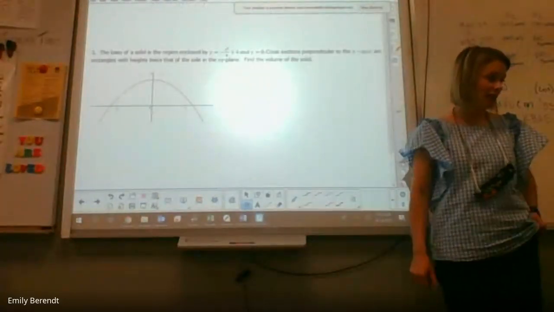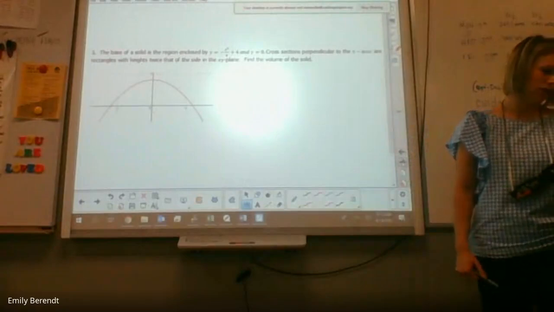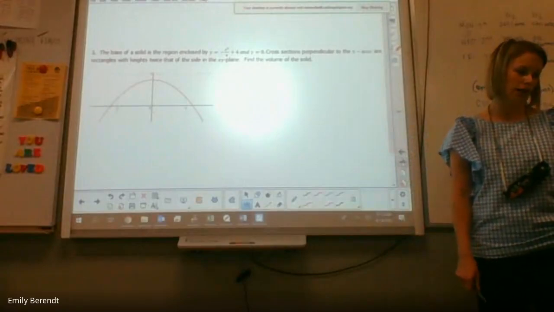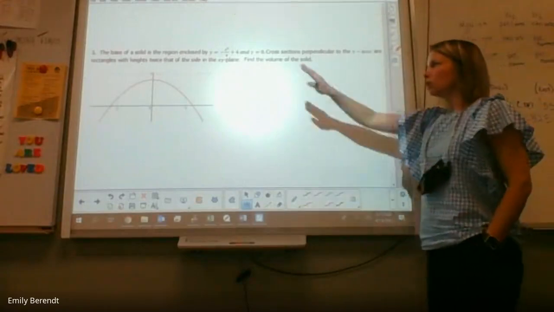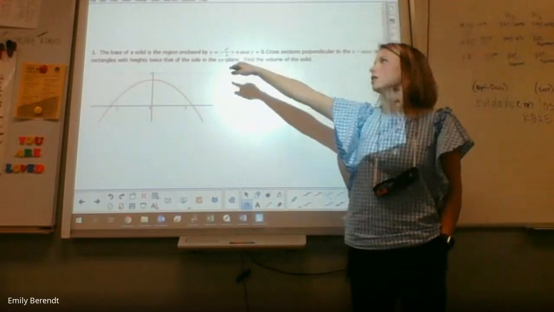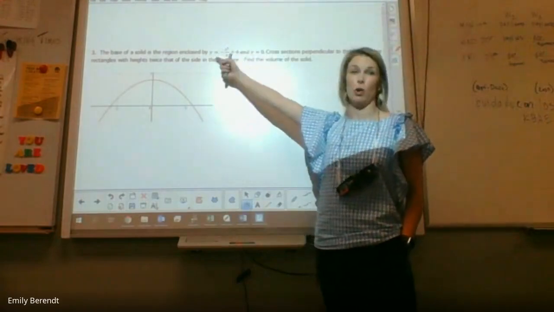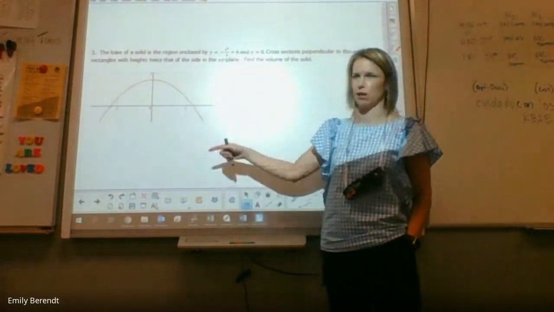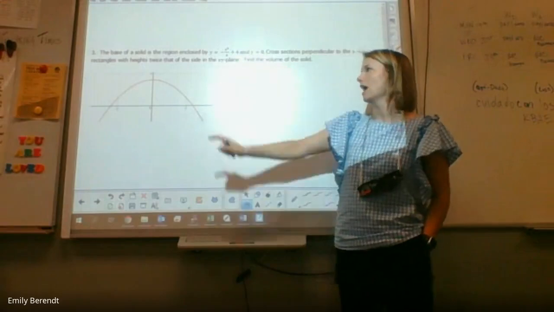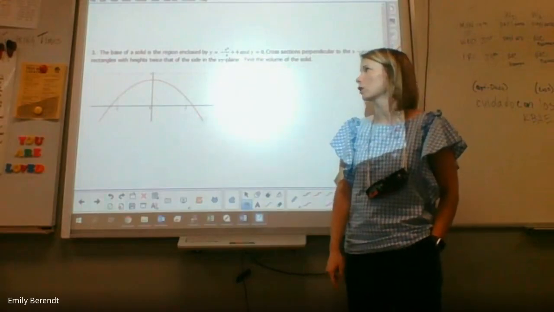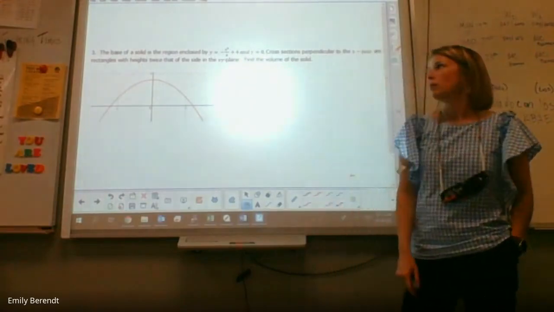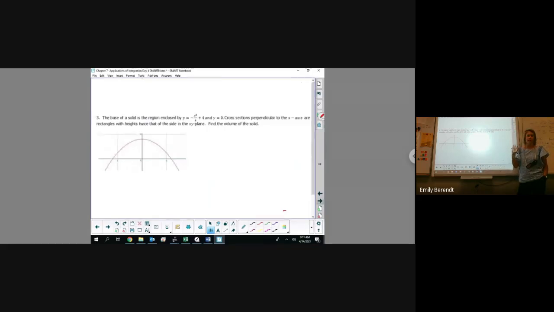The base of a solid is the region enclosed by y equals negative x squared over 9 plus 4, and y equals 0. So this is a quadratic, and that's why our graph is opening down. It's shifted up 4. And then it's being vertically shrunk by a 9th. That's why it looks a little bit wider, because it's being compressed vertically.